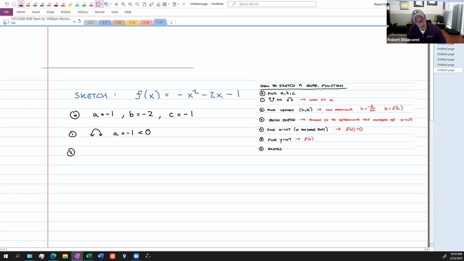The next step is the vertex. So I have to get H. H is negative B over 2A. So -2 over 2 times A, but A was -1. So be careful there with all those negative signs. That should give you 2 over -2, which is -1. Any questions there?